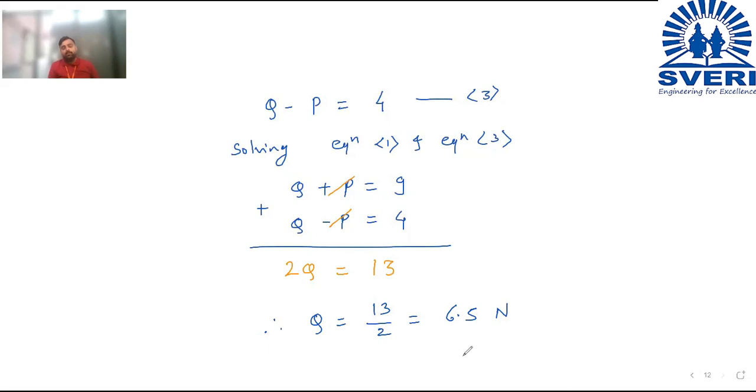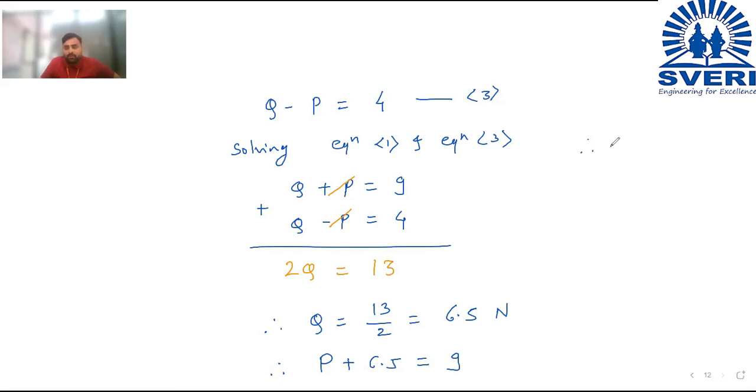So Q is equal to 6.5 Newton. Now put the value of Q in one of the equations, either in equation 3 or in equation 1. You will get the value of P. So now P plus Q, so P plus 6.5 is equal to 9. P plus Q is equal to 9 is your equation 1.